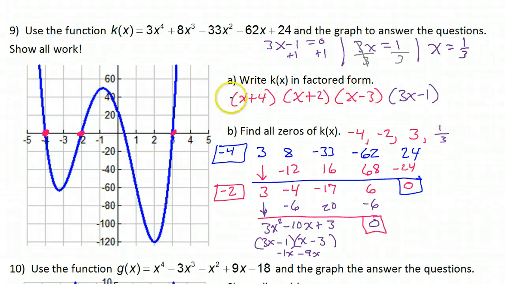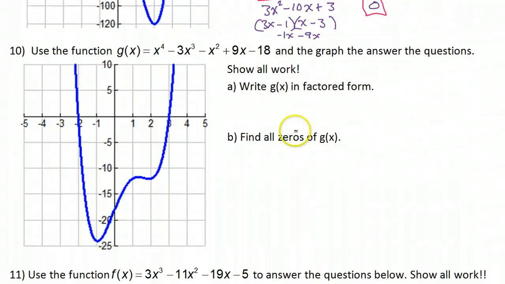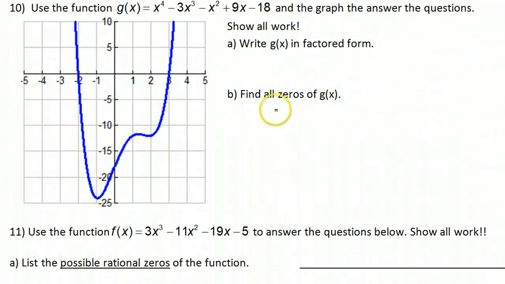Alright, so there's my factored form, and here are all of my 4 zeros. And it makes sense. See that 1/3? You can see that this is approximately 1/3, it's 1/3 of the way over. So if I had gotten something that was not between 0 and 1, I would have known I made a mistake. Alright, let's move on.